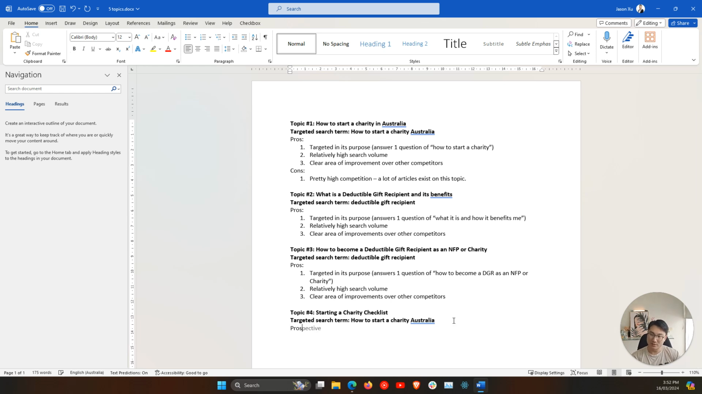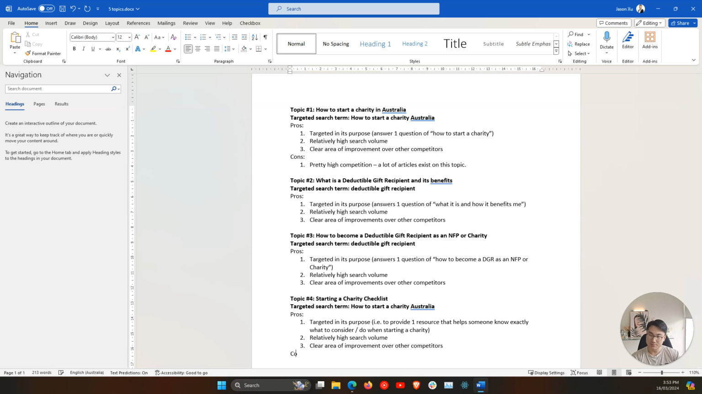And so the pro is, again, it's targeted in its purpose, that is, to provide one resource that helps someone know exactly what to consider or do when starting a charity. That is the purpose. Now the pro of the targeted search term is its relatively high search volume. And number 3, there is a clear area of improvement over other competitors, and that is essentially tables and infographics, and trying to write as long an article as possible in as much detail as possible.